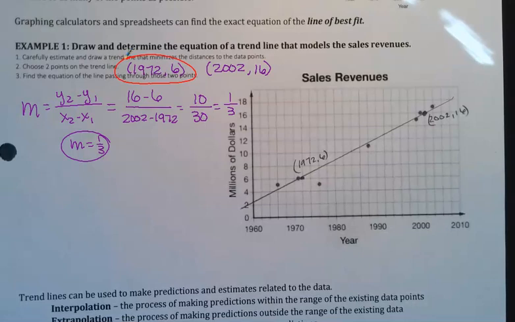So how are we going to find our equation? You've got 2 different options of how you could do it. It depends on which way you go. What was it? Okay, well we picked one of the coordinates. We picked 1972 and 6. So now we have a point and we have a slope. So now there's 2 different ways you could solve it.